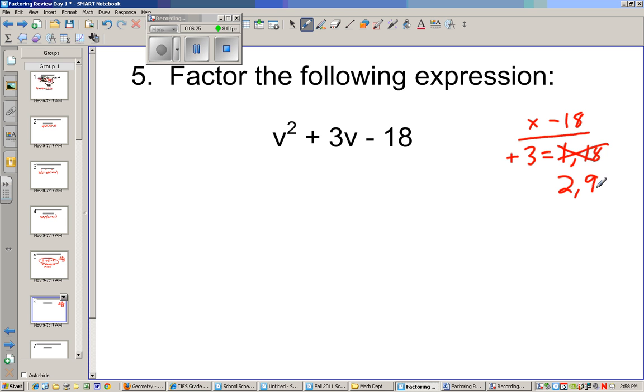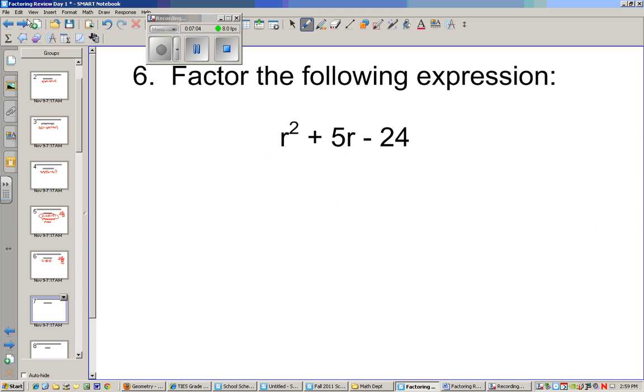2 and 9, no way we can get to 3 from that. There is 3 and 6. There's some options here because these multiply to 18, and 6 minus 3 would give us 3. And since this is a negative 18, one of these two has to be negative. So if we just put a negative 3 there, 6 plus negative 3 is 3. 6 times negative 3 is negative 18. So v minus 3 times v plus 6 should be the correct factors.